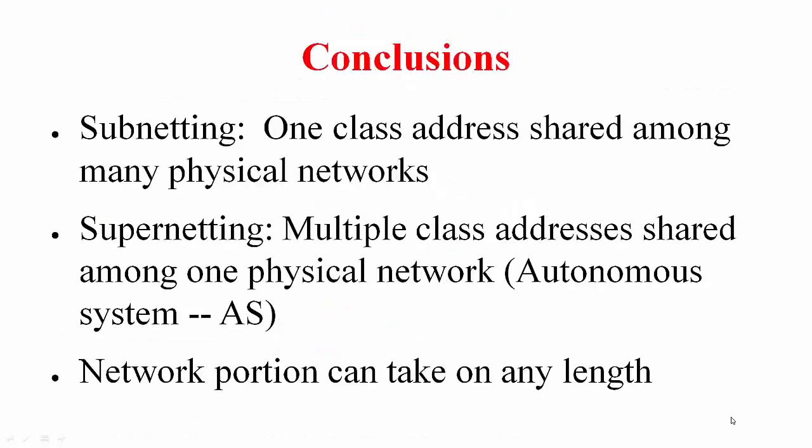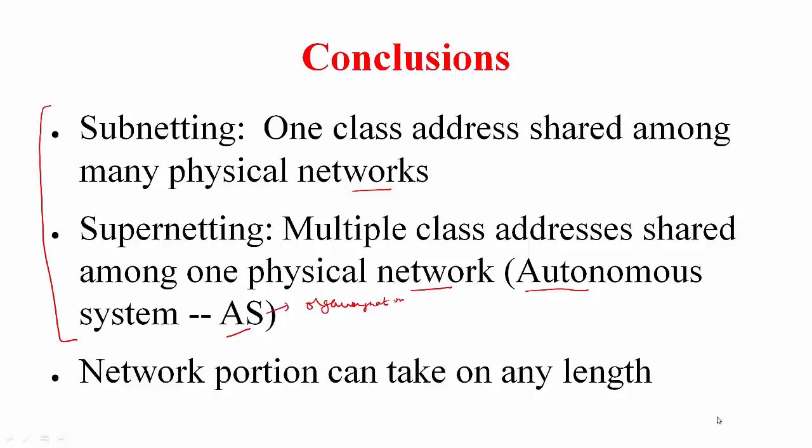In subnetting, one class address is shared among many physical networks. In supernetting, multiple class addresses are shared among one physical network. In supernetting, this physical network I will at times refer to as an autonomous system. Basically, an organization managing a particular network, we refer to it as an autonomous system. So the conclusion across both of these is that the network portion can take on any length. What lengths do you think the network portion can take, given that we do subnetting as well as supernetting?